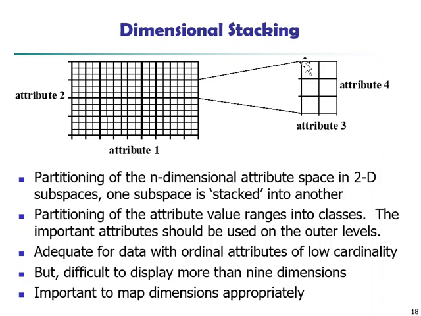So here we can further divide this set of observations using attribute 3 and attribute 4, okay? And so you will have data further being partitioned using new sets of attributes. And any of those boxes can be further divided using yet a new set of attributes. So this is the idea of dimensional stacking.